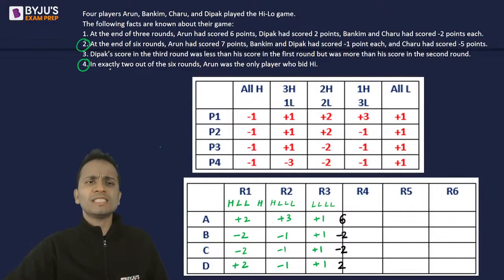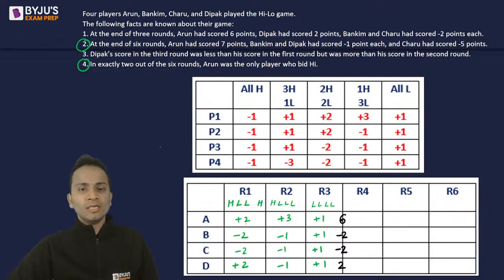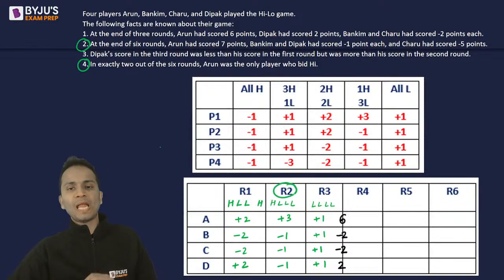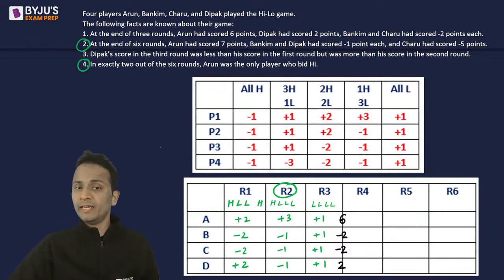Now point number 4 says that in exactly 2 out of 6 rounds, Arun was the only player who bid high. Okay. So in the first 3 rounds, I can see that in round number 2, Arun was the only player who bid high. And they're saying that out of 6, there are exactly 2 rounds like that. So that means out of the next 3 rounds, there will be one more round in which Arun will bid high.